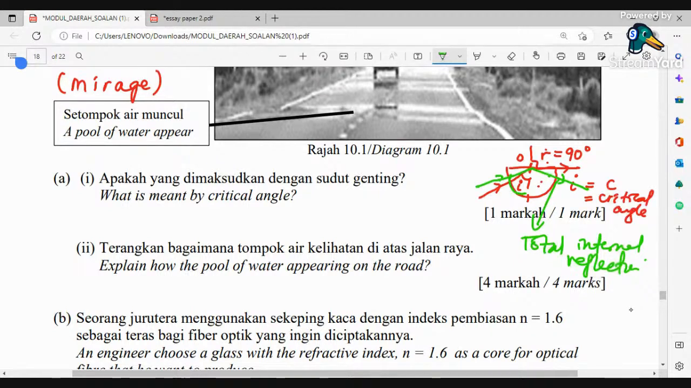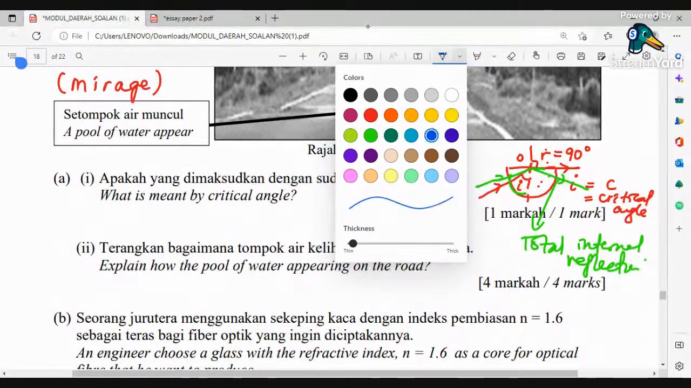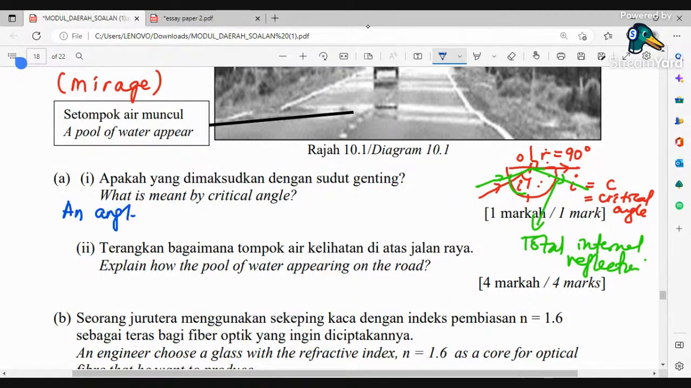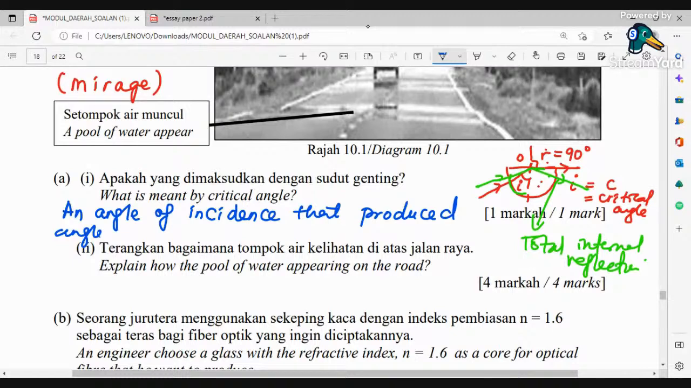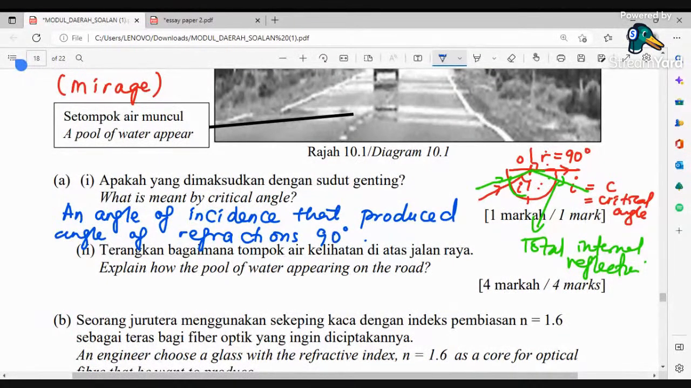That is the meaning. So critical angle means borderline. Near the borderline, meaning just a bit more and it goes back into the glass. So critical angle is the angle of incidence that produces an angle of refraction of 90 degrees. An angle of incidence that produced an angle of refraction of 90 degrees, we call it critical angle.